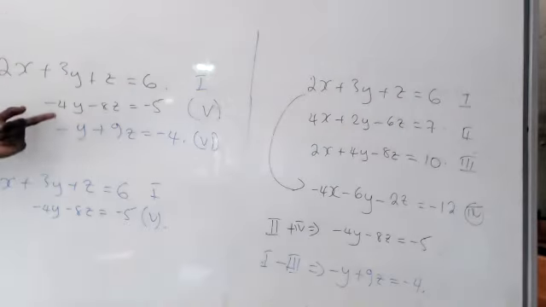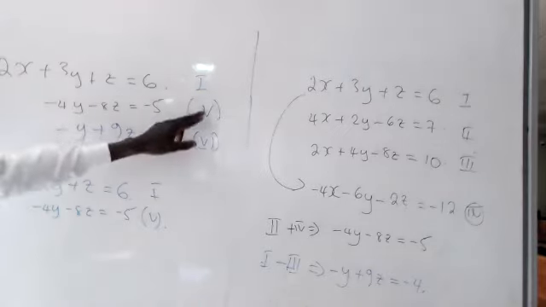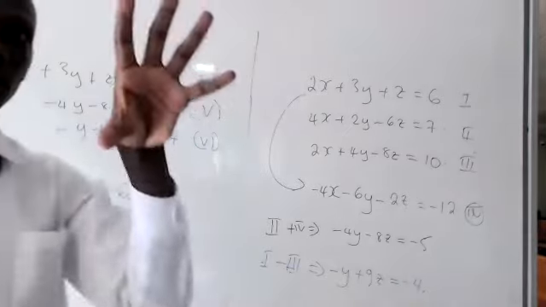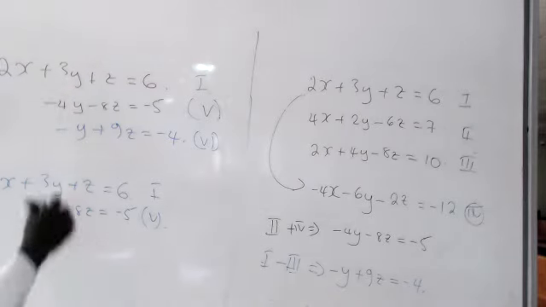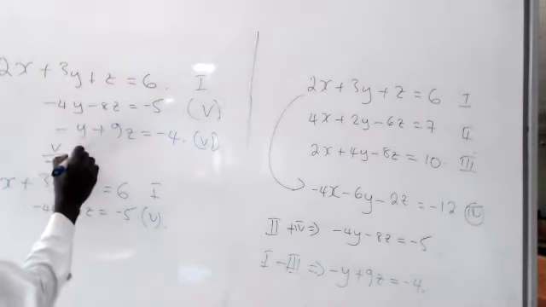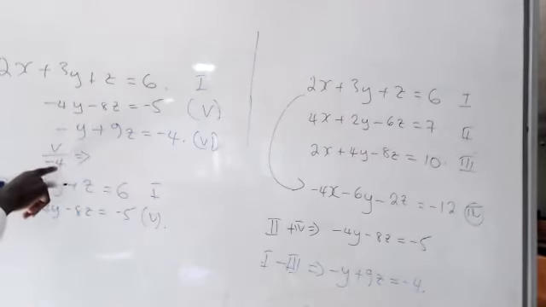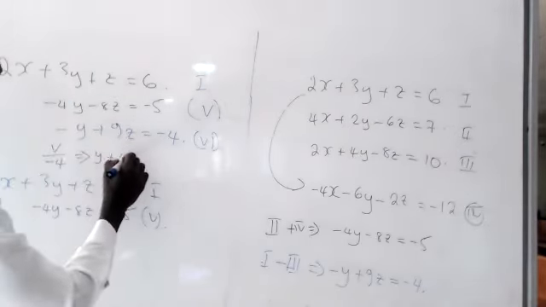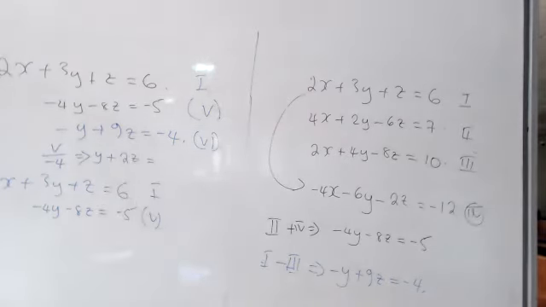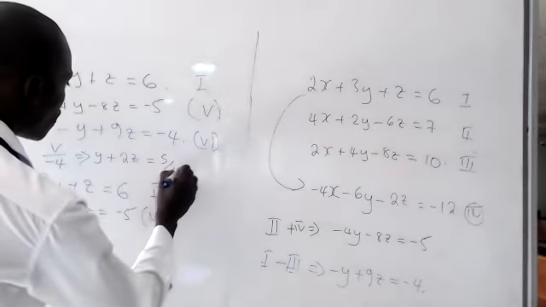Then now we use equation 5 to eliminate y from this. So I need to make sure that coefficients of y in equation 5 and equation 6 are either the same or additive inverses. Okay? I can do that, for example, by dividing equation 5 by negative 4. Negative 4y divided by negative 4 is y. Negative 8z divided by negative 4, that will be 2z, should be equal to negative 5 divided by negative 4, that is going to be 5/4.